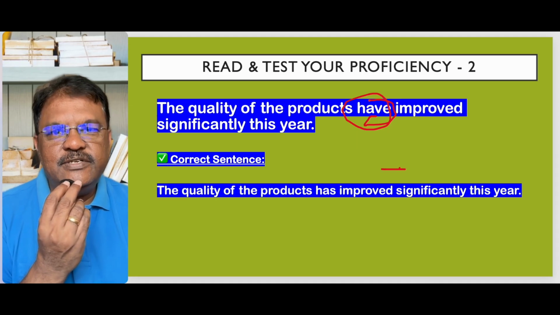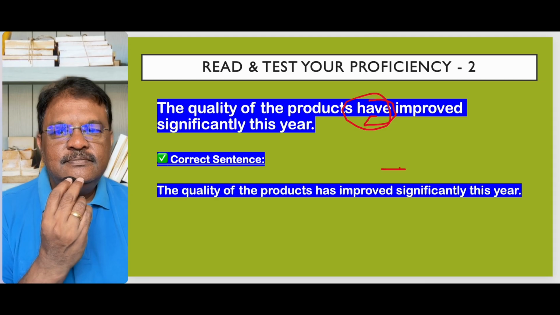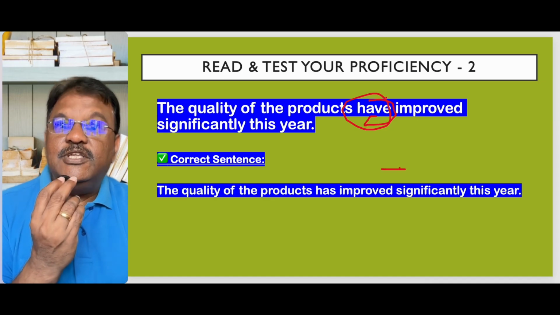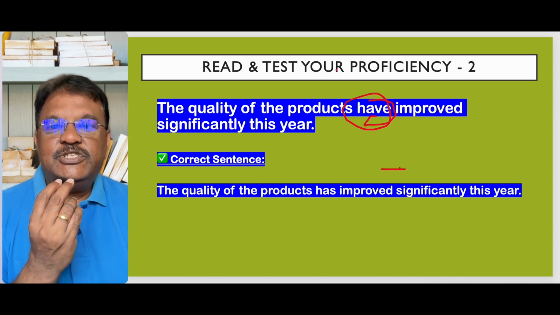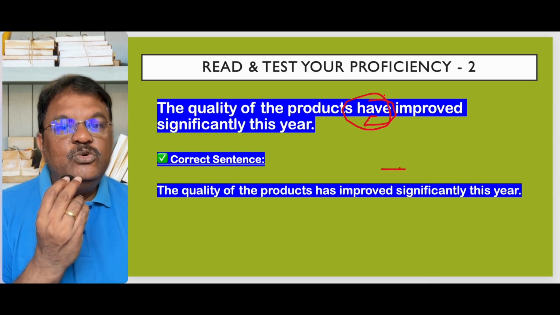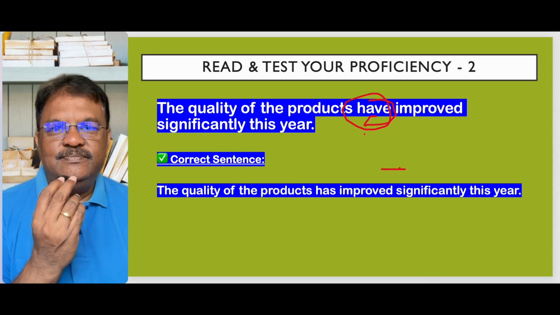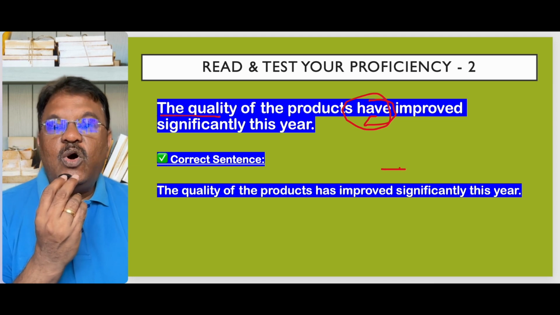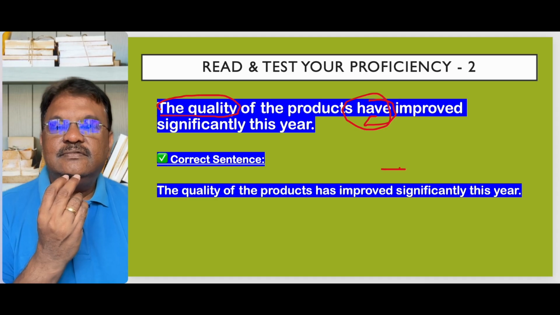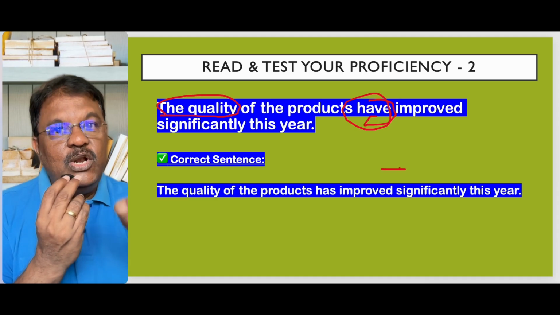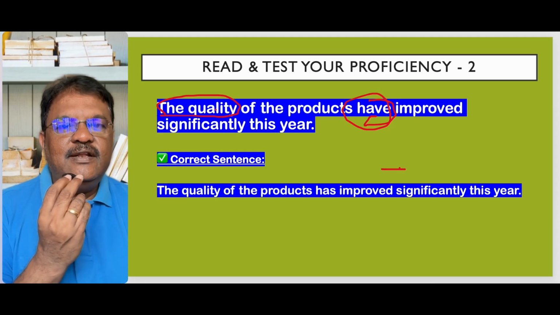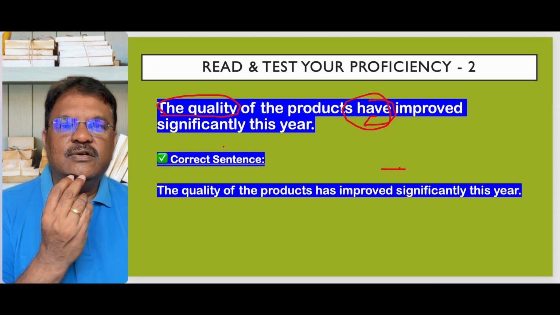What is the subject of the sentence? The quality of the products. So the subject of the sentence is the quality or the products. If the subject is the products, then the use of have is rightly placed. But actually the subject of the sentence is the quality alone. So the quality is a singular subject. So if the subject is singular, then the use of have is wrong.